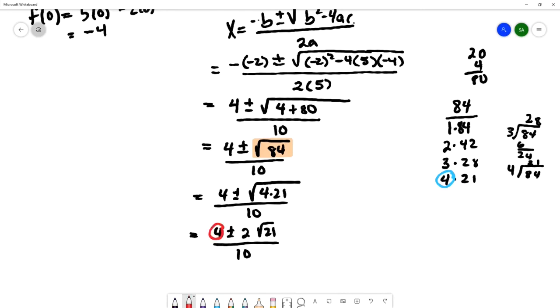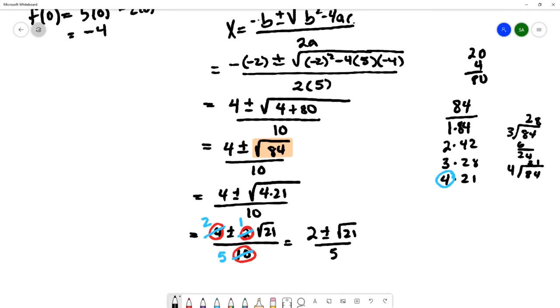So when I look at these 3 numbers, they're all even. So I know that 2 will divide into all 3 of them. 2 goes into 4 2 times, 2 goes into 2 once, and 2 goes into 10 5 times. So that gives 2 plus and minus square root of 21 over 5.